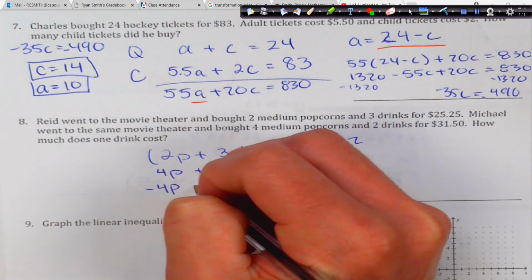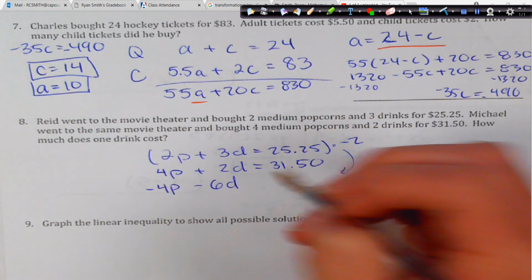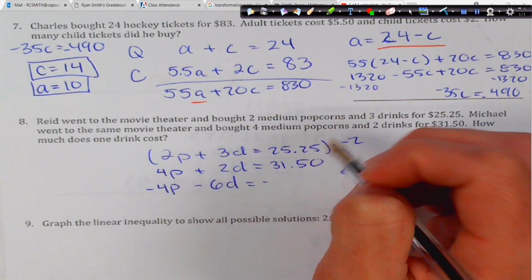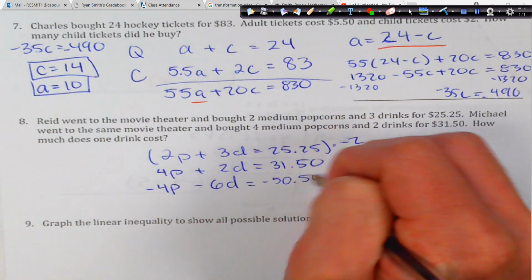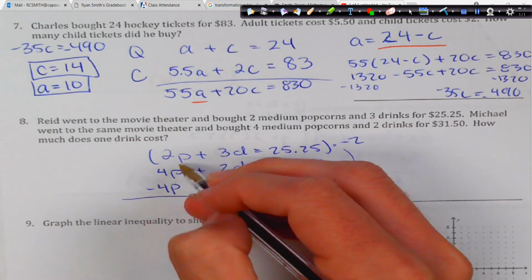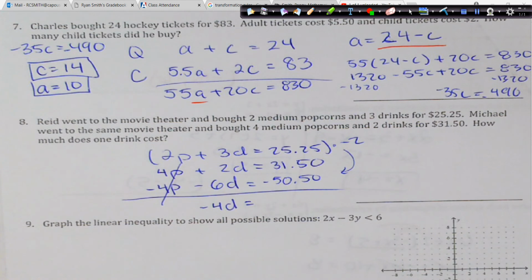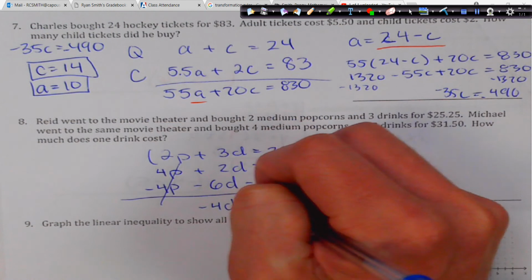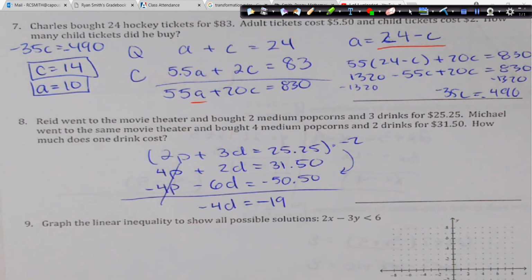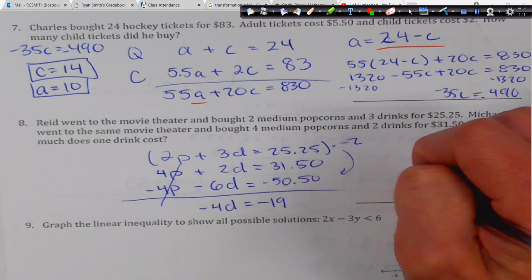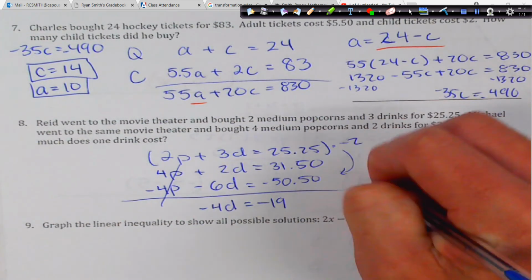4p minus 6d equals negative 50. Okay? So we can combine those cancel. That becomes negative 4d, and this becomes 31.50 minus 50. So it's negative 19, and then we just divide it in. And again, we're trying to solve for how much 1 drink costs, which is exactly what we're doing. Divide by 4, and we're going to get 1 drink costs $4.75, which is insanely expensive.